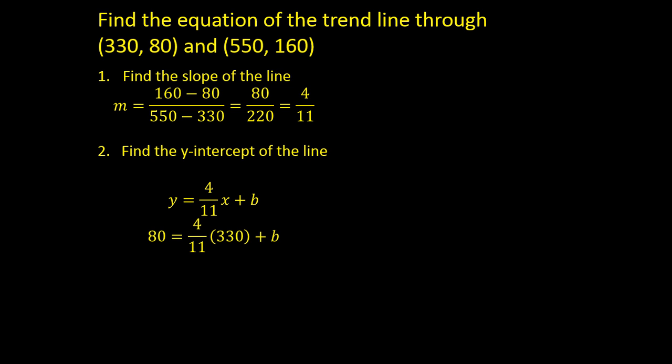So let's go ahead and use (330, 80). 330 is our x value, 80 is our y value. And what we find is that the value for b, our y-intercept, is -40. So that's all we need to use to find the equation of the line, the equation of our trend line, which is y equals 4/11 x minus 40.